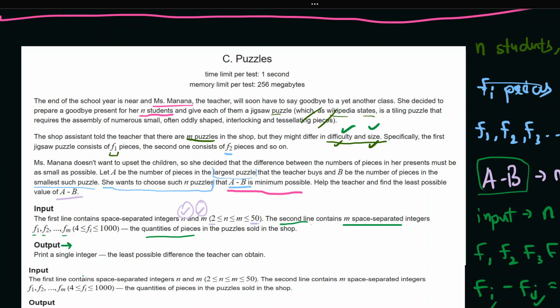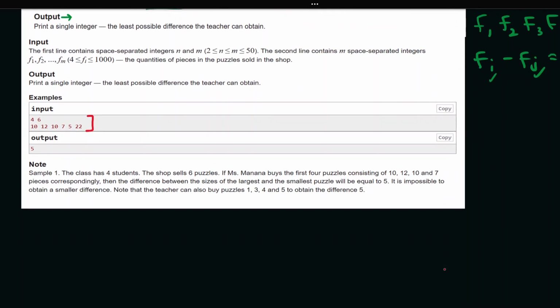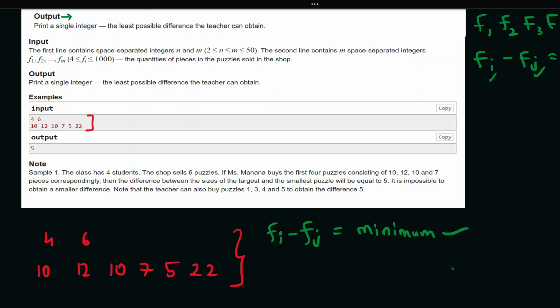Correct? Now let's take a sample test case. Okay, so we have this test case. We'll write it down here: 4, 6, 10, 12, 10 again, 7, 5, 22. So what we have to do is pick some fi and then some fj. It should be minimum. Correct. So let's pick randomly.